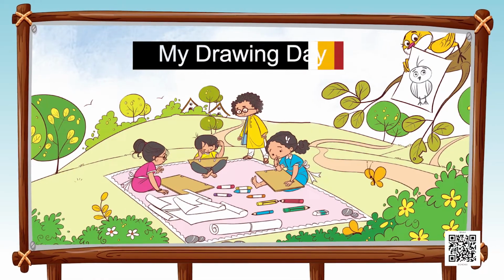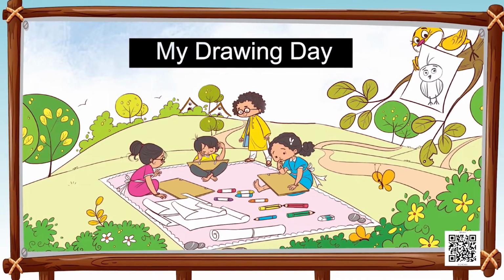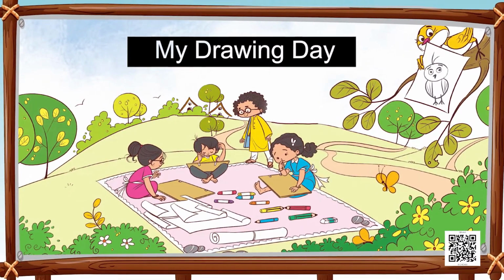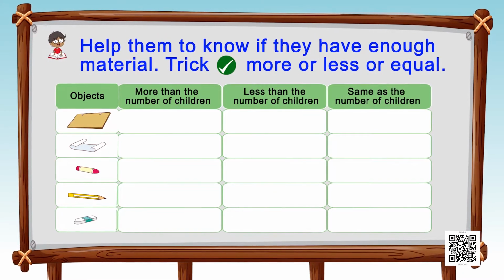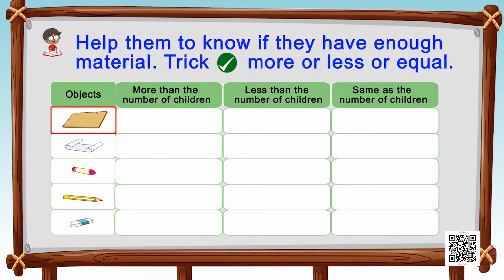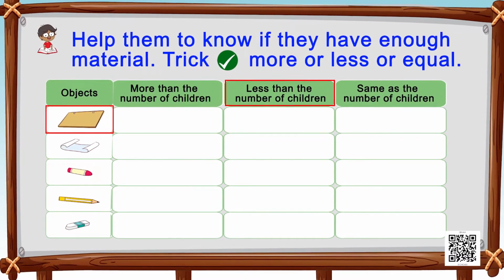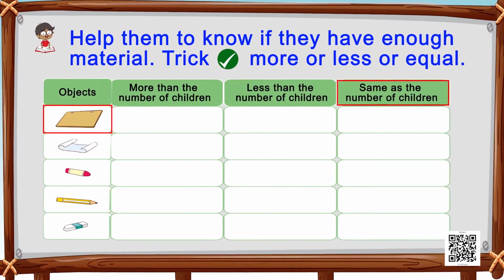As you can see, in this activity, each child has some objects in his hands and in front of them. Let's count the objects and help them know if they have enough material with them. So let the fun begin. As you can see, the first object is a cardboard. Let's count and see if it's more than the number of children, less than the number of children, or the same as the number of children.